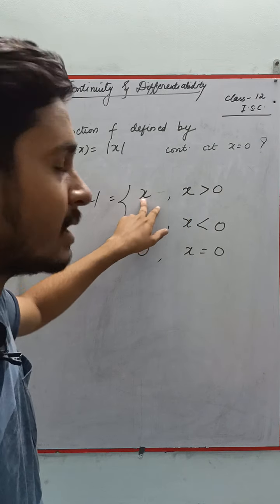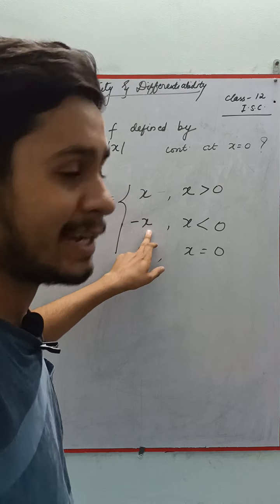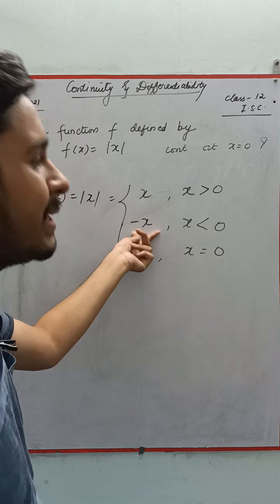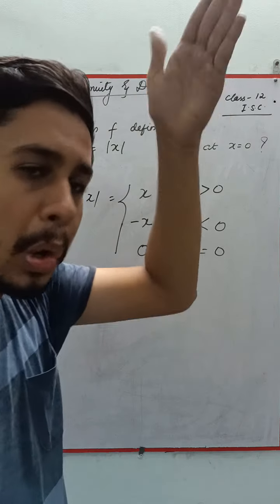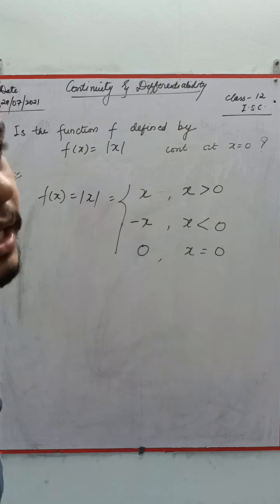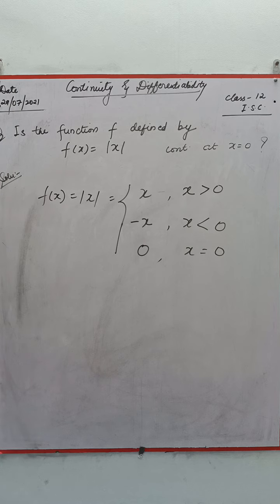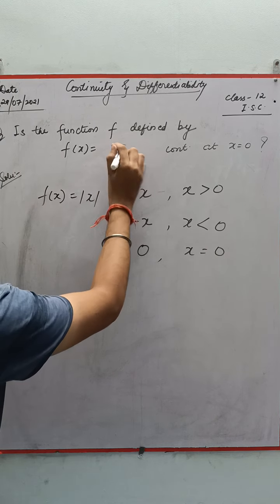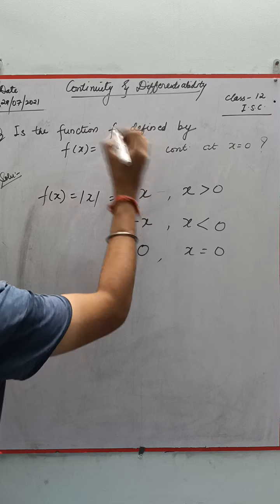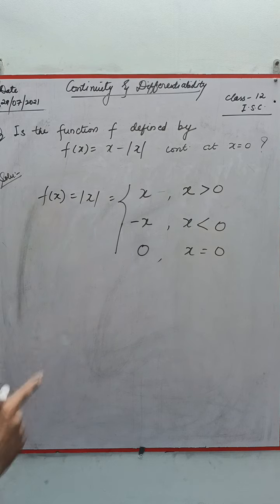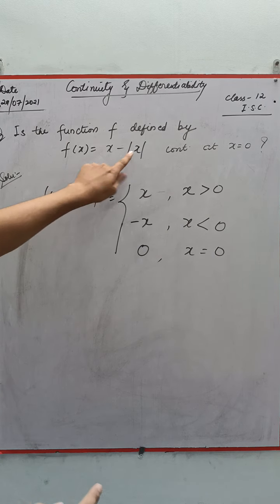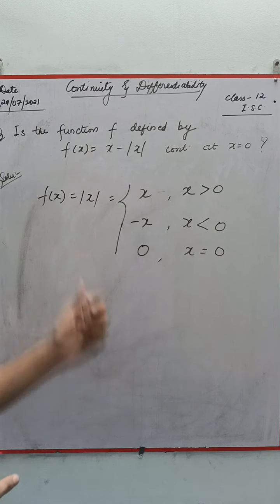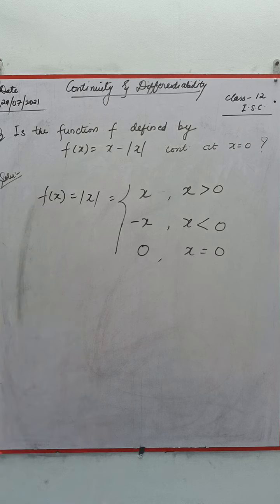I hope you can prove it very easily at x is equal to 0. For sure, this is the RHL case, this is the LHL case, and this is for the function. Here you get 0, here also 0, and here also 0. All three values are 0, hence it is continuous. Now if I make some changes, like x minus modulus of x, it is still continuous. Why? Because modulus functions are always continuous, and this whole expression is a polynomial function, so it is a continuous function.